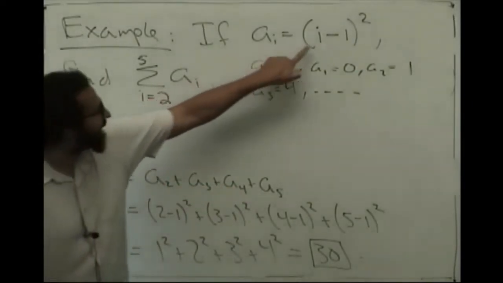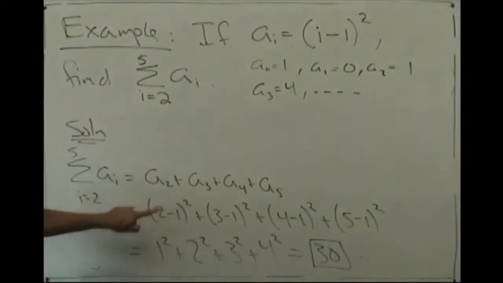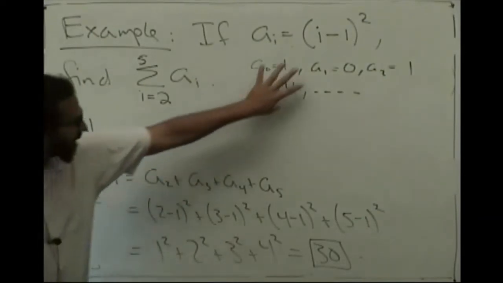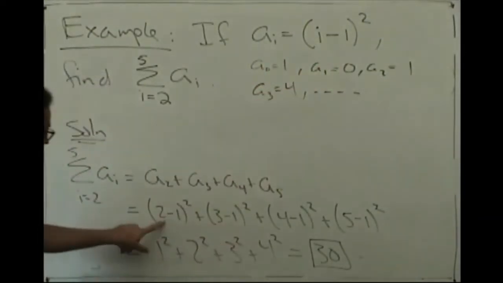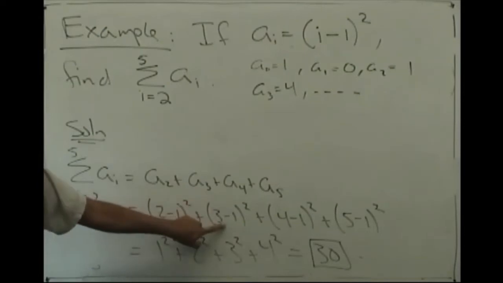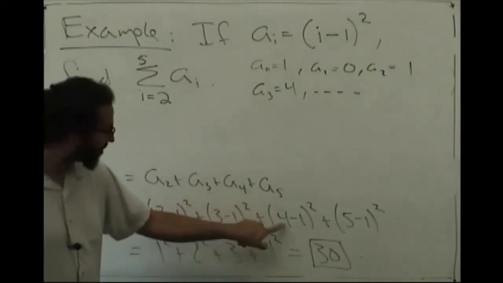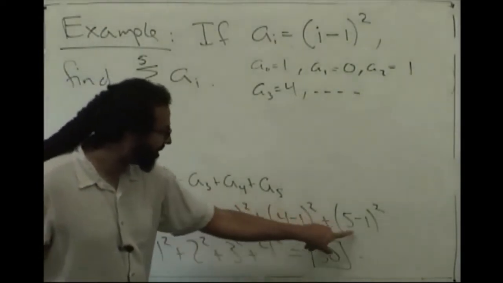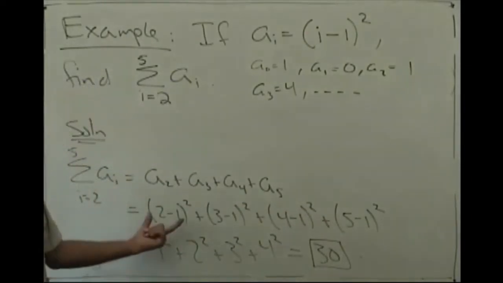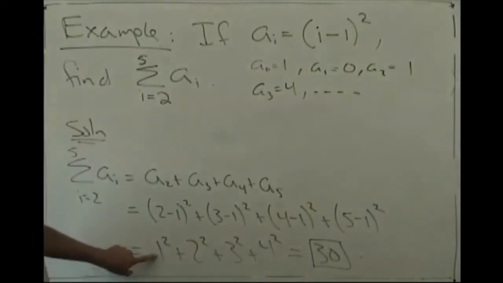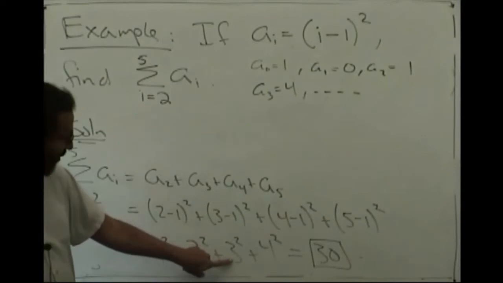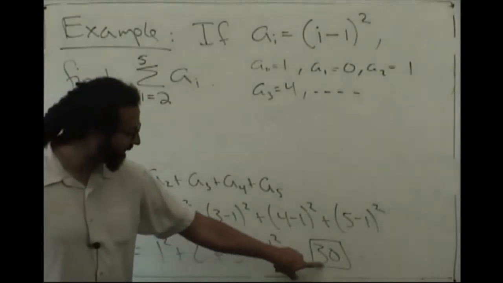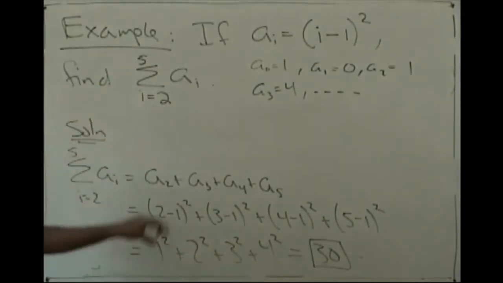Well, A sub i is i minus 1 squared, so A2 is 2 minus 1 squared. Again, we did some of those up here. So it's 2 minus 1 squared, plus 3 minus 1 squared, plus 4 minus 1 squared, plus 5 minus 1 squared. And so you just work all this out: 1 squared plus 2 squared plus 3 squared plus 4 squared, that's going to be 30. So that would be a good final answer for this thing.